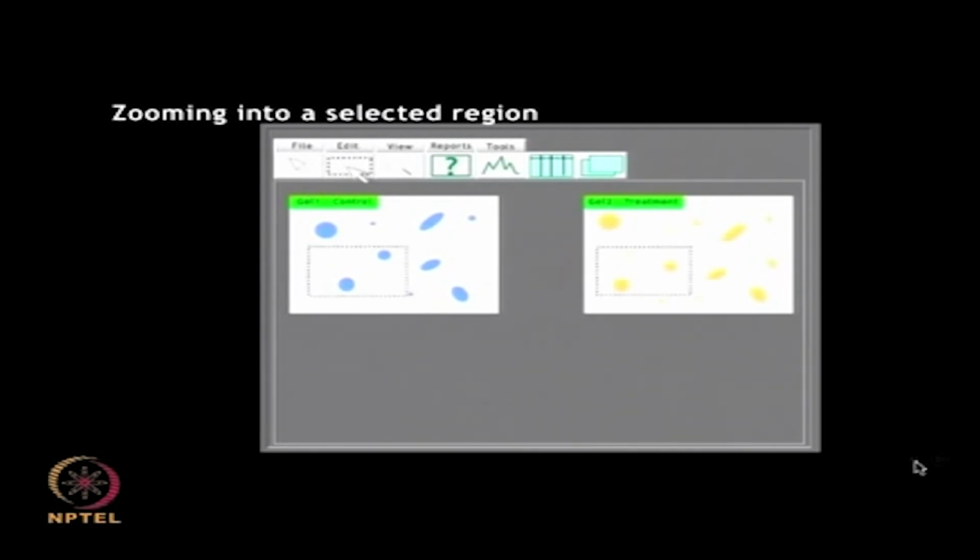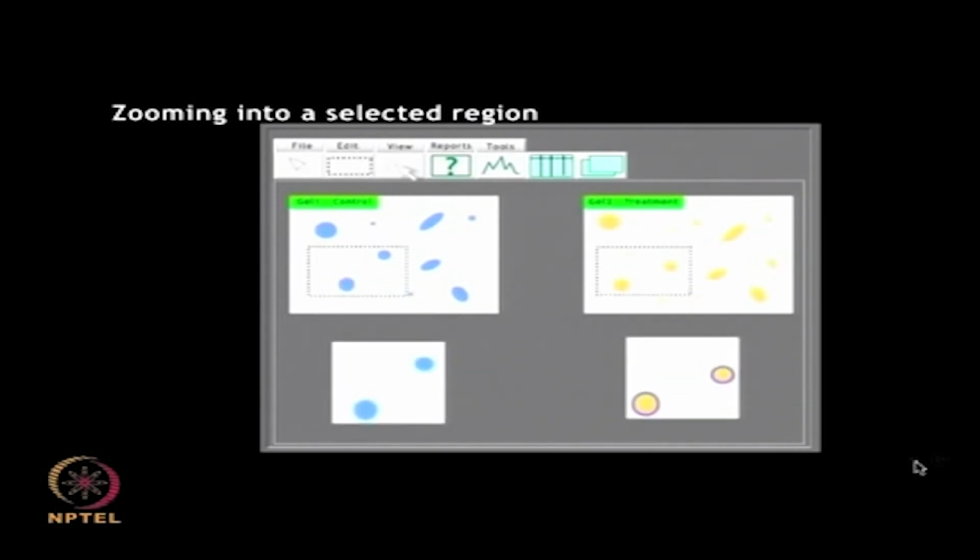Zooming into a selected region. If you want to expand a specific region, you can use the zoom tool. A specific selected region of the gel can be zoomed into for viewing the spots more closely and for comparison of the spots between the two gels. This is particularly useful for gels with a large number of spots.